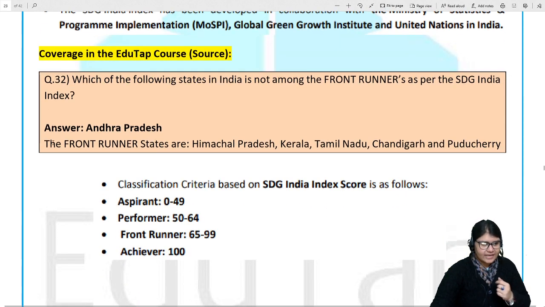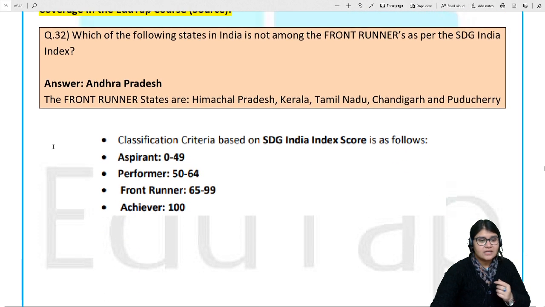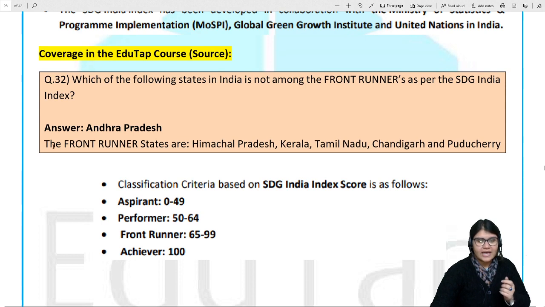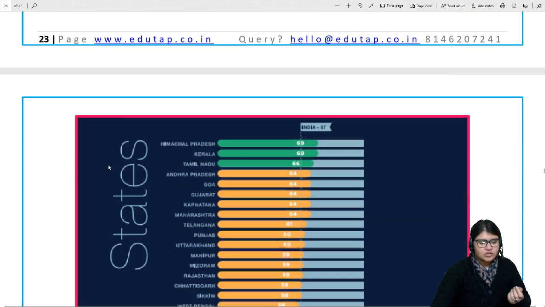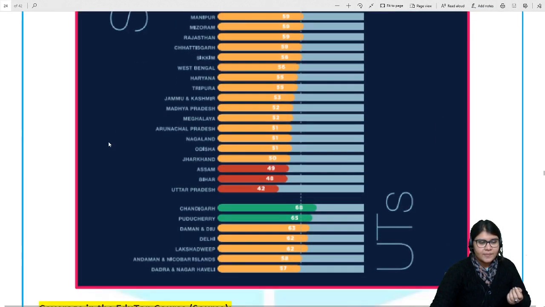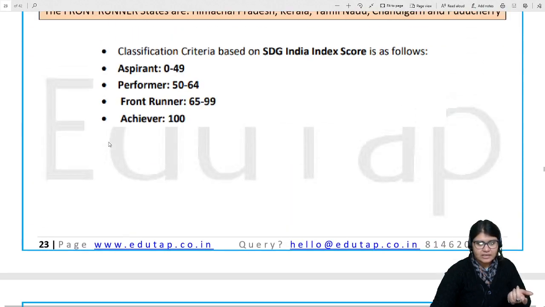Next, 32nd question, which of the following states in India is not among the front runners as per the SDG India Index? The answer is Andhra Pradesh. So the front runner states are Himachal Pradesh, Kerala, Tamil Nadu, Chandigarh and Puducherry. So here Andhra Pradesh was given, so that is not the correct option. So you can see we have clearly mentioned this as well in the same news article that we were showing you before.